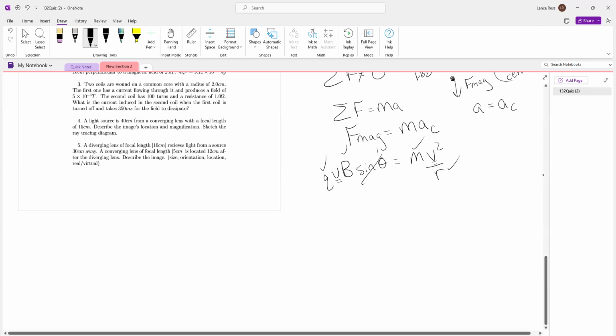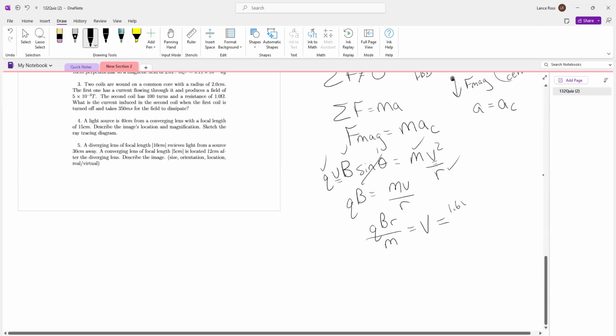So first, let's divide by v. We'll have qB equals mv over r. Multiply by r, divide by m. And we're left with qBr over m equal to v.